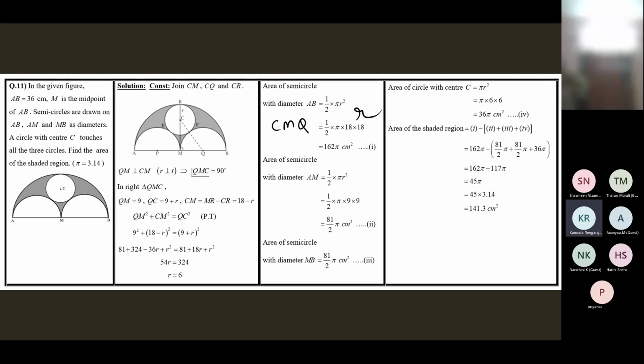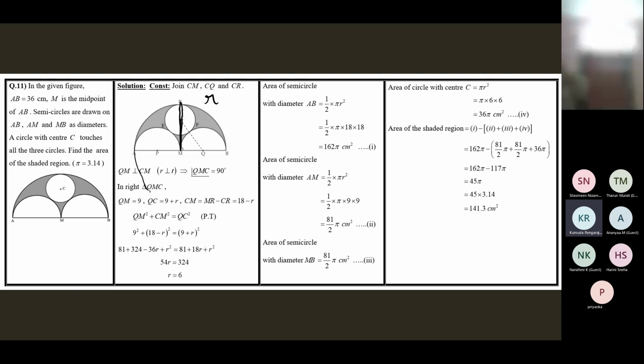All right. So how much is CM? Now what is R? R we are calling the radius of this circle. R is the radius of the circle. Now how much is CM? CM is how much is MR? MR is the radius for the outermost semicircle.